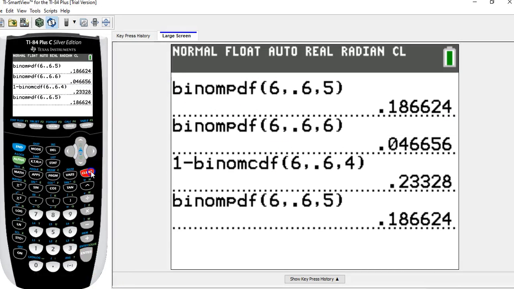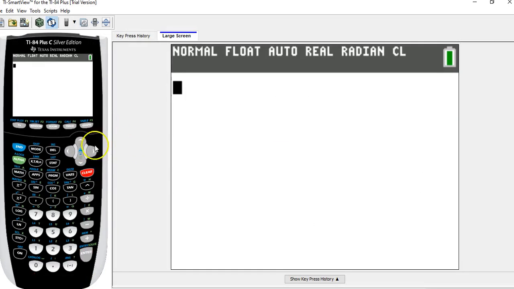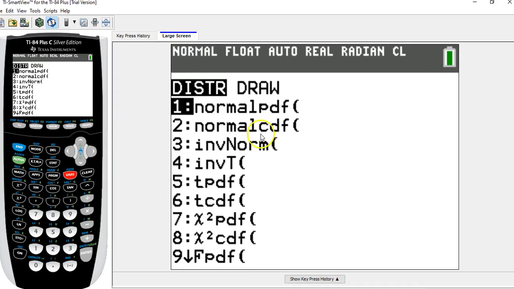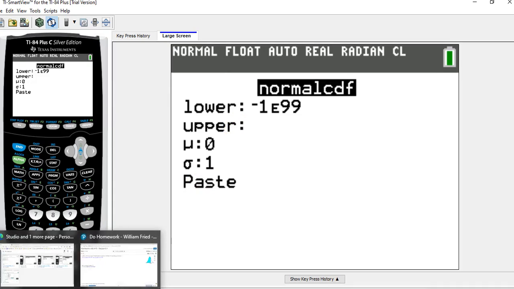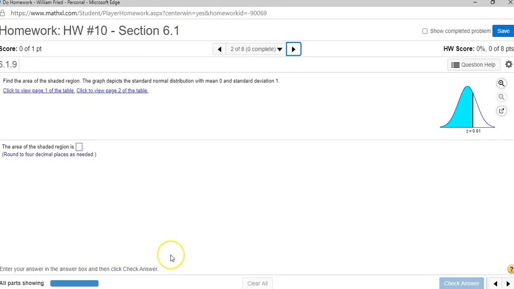Let's clear all that junk out by going to the normal CDF distribution, second distributions. This one is not normal PDF, normal CDF. So we want to go to normal CDF and see my stat wizard is on. Now, the lower value, the area went all the way to the left and it ended at 0.61. Let me just show that picture again. So notice the area goes, in theory, infinitely far down to the left in this direction, and it stops where z is 0.61.